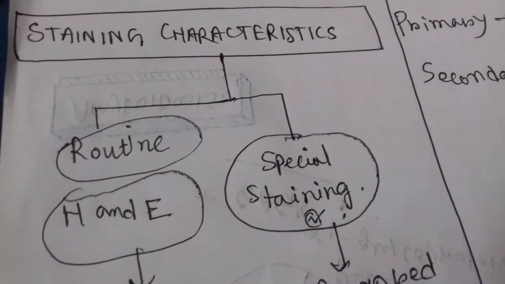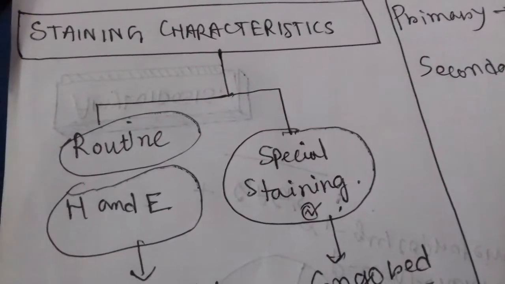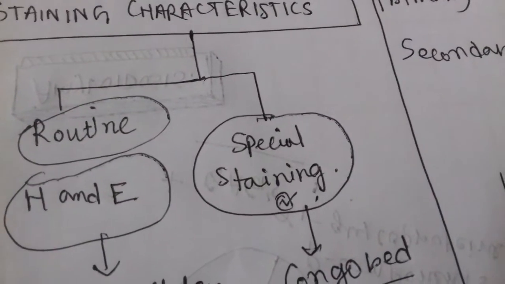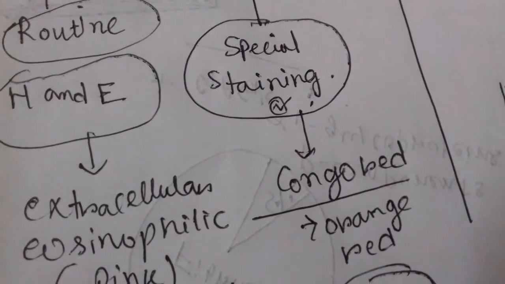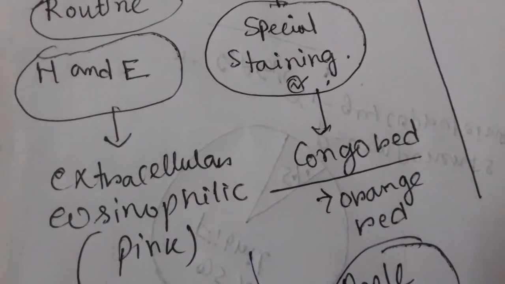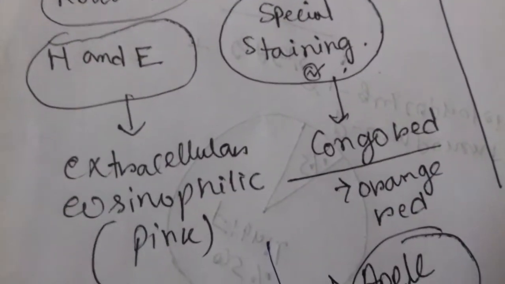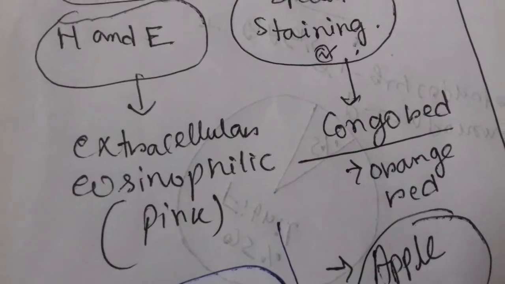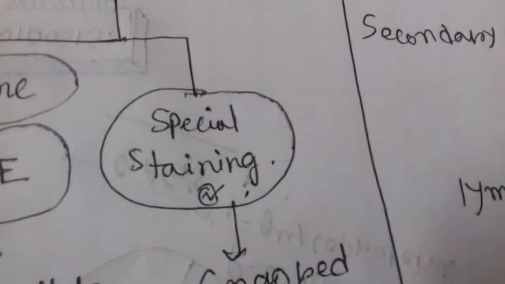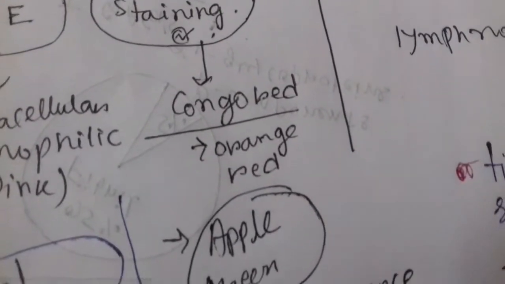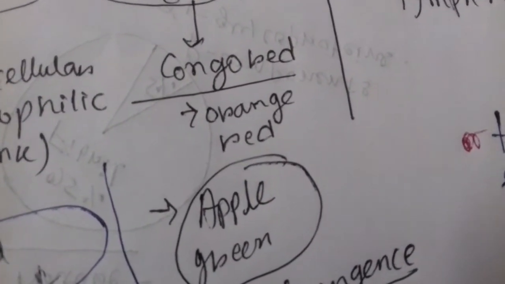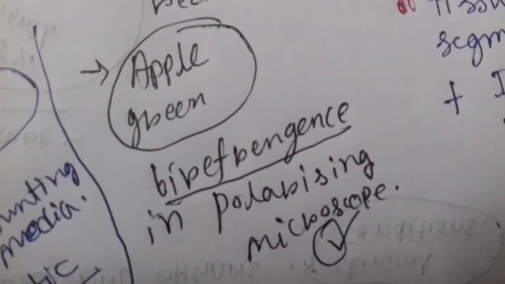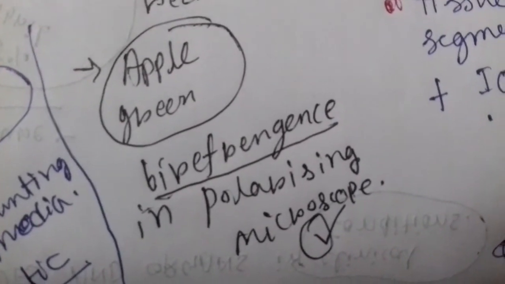Now we have to know what the staining characteristics of amyloids are. There are two types of staining. One is routine staining, done by hematoxylin and eosin, and another is special staining, done with Congo red or crystal violet. In routine staining, the result is extracellular eosinophilic amyloids. That means the amyloids become pink and they remain extracellular. In special staining, if we use Congo red, the amyloids take orange red under the light microscope, and if we see by polarizing microscope, we can see apple green birefringence.